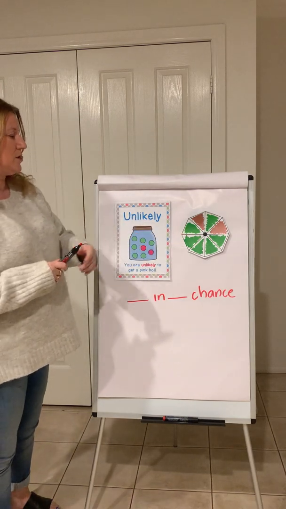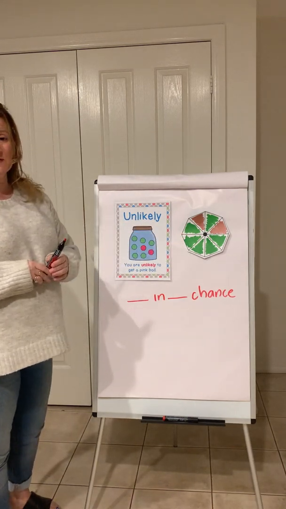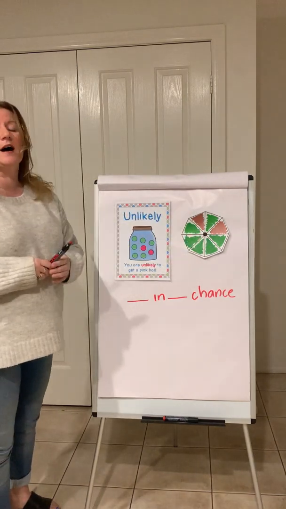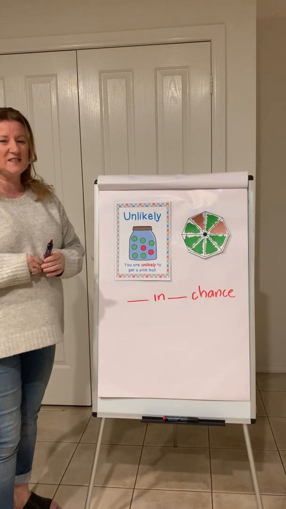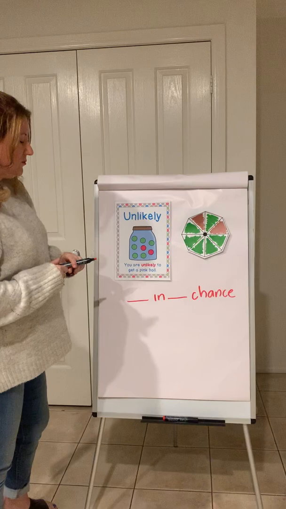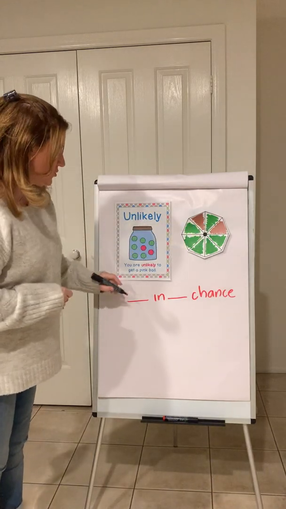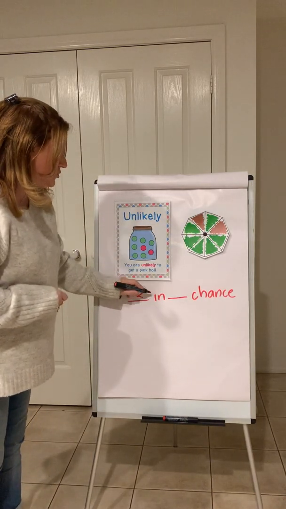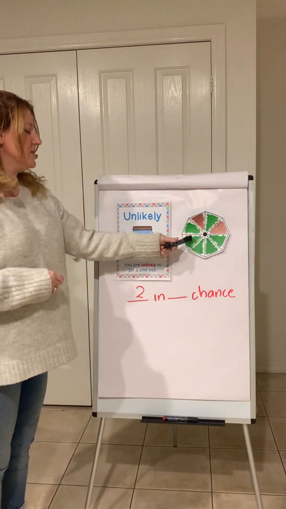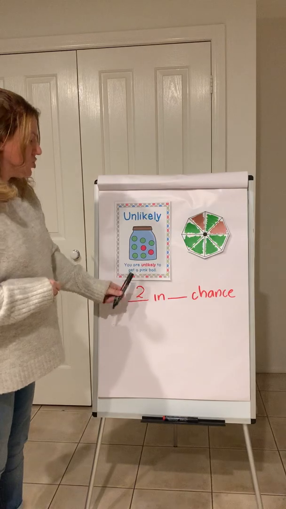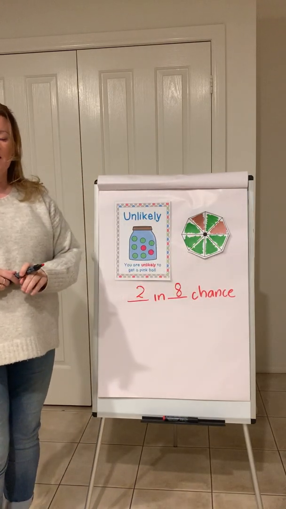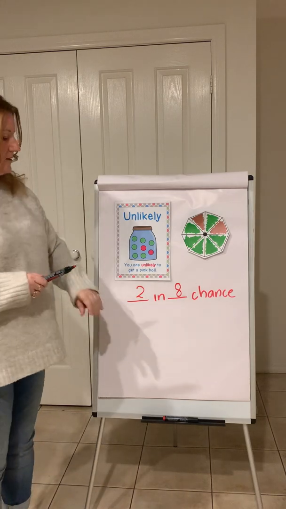If you look at our spinner over here, most of it is green. However, 2 out of our 8 parts over here are pink. What are my chances of landing on pink? Okay, they're quite small. There is a 2 in, how many parts again? 1, 2, 3, 4, 5, 6, 7, 8. There is a 2 in 8 chance of landing on pink.